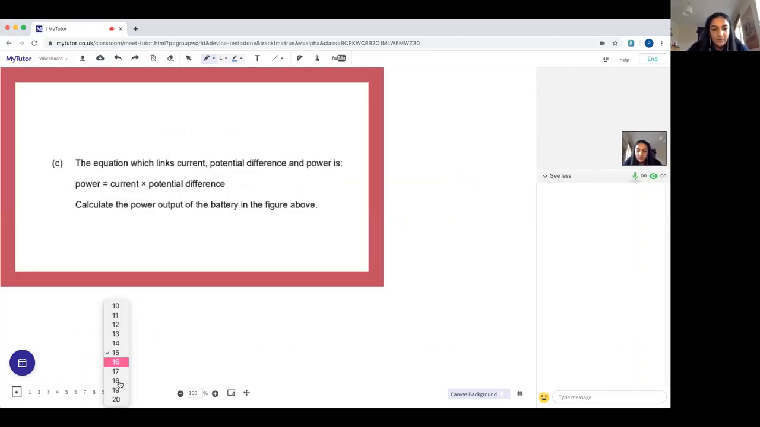Great. Okay. So here's a slightly different one, which includes a new equation that we haven't covered yet. This equation is P equals IV, where power is current times potential difference. So it's not to be confused with V equals IR. They're two completely different equations. So P equals IV is current times potential difference, and we're going to apply it to this circuit here.